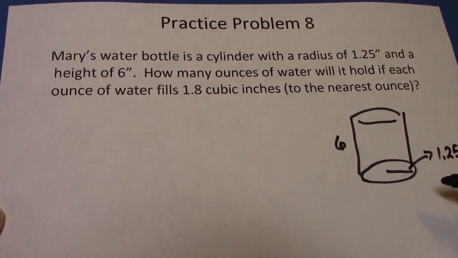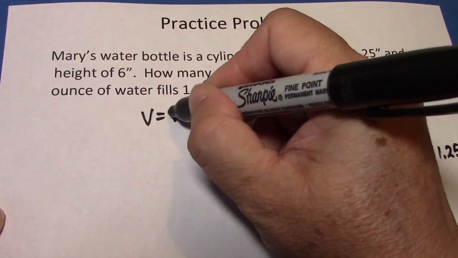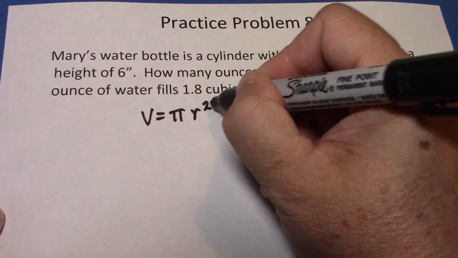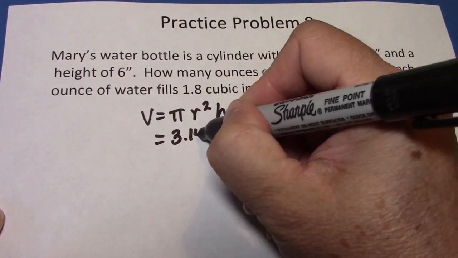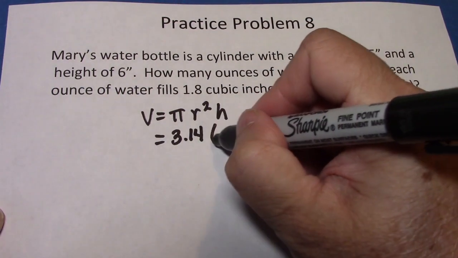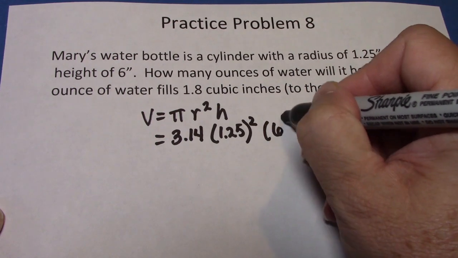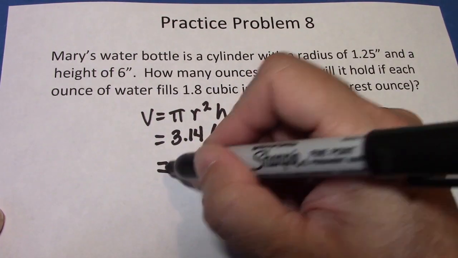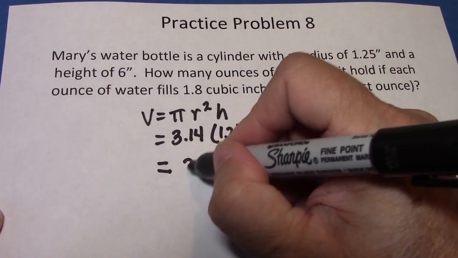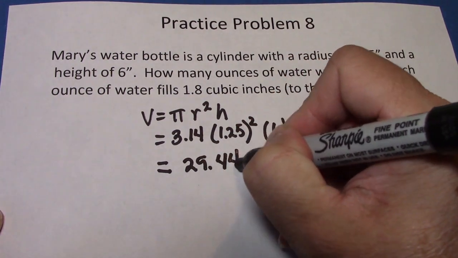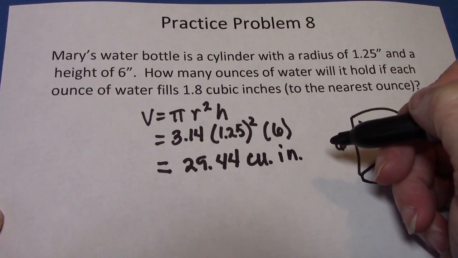All right, well, we need to find the volume first, and the volume is, of course, pi times the radius squared times the height. That's 3.14. The radius is 1.25 squared, and the height is 6. When we do that math, we will get 29.44 cubic, and we're talking about inches here.